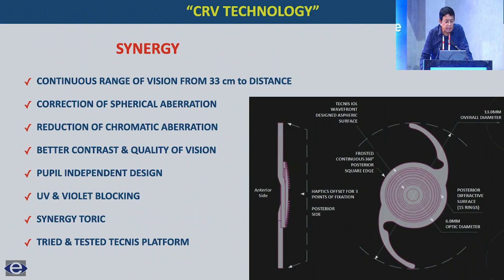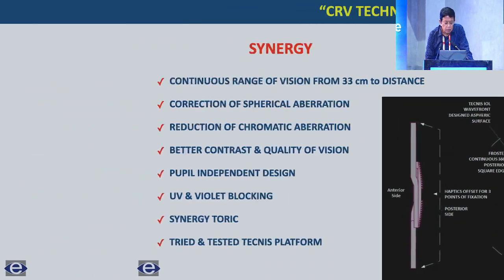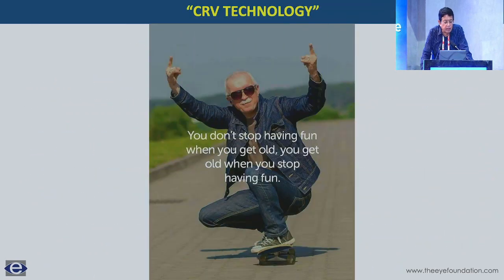Basically, the Synergy is supposed to give you a continuous range of vision from 33 centimeters to distance. It corrects spherical aberration as well as chromatic aberration, which contributes to the quality of vision. Because it's a 6 millimeter full optic lens, it's a pupil independent lens. It blocks the ultraviolet and the violet light while letting the blue light pass through. The toric platform is also integrated so that you can take care of the cylinders. And it comes on the tried and tested Technis platform, which we have been used to for more than the last couple of decades.